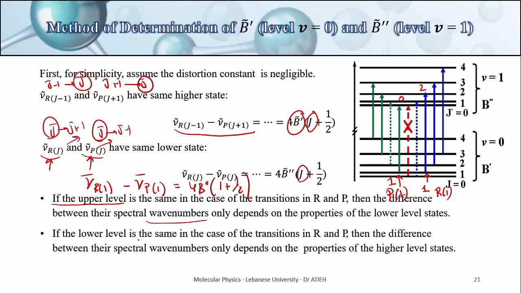If the lower level is the same in the case of transitions in R and P, they are starting from the same rotational level, then the difference between their spectral wave numbers only depends on the properties of the higher level states. So as you can see, the difference of their wave numbers depends on B double prime, which is the rotational constant of the vibrational level nu equals 1.